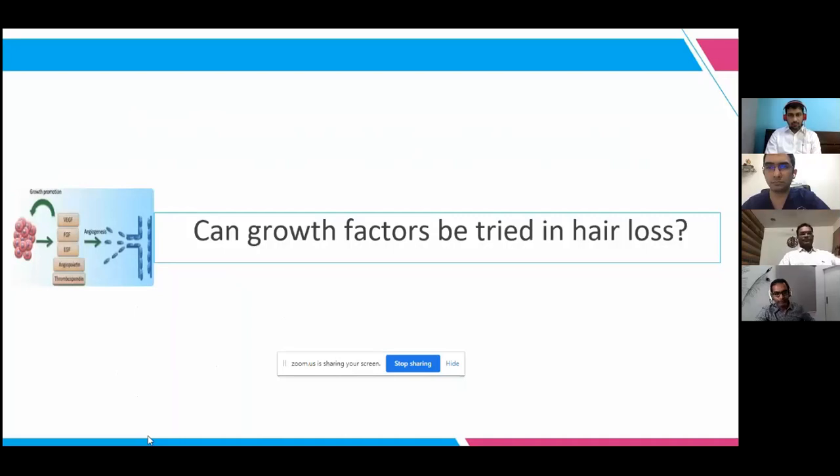So this is there. Can growth factors be tried in hair loss? Do you have any experience with growth factors? Growth factors like VEGF and FGF and all those things. Insulin growth factor, fibroblast growth factor, and then vascular endothelial growth factors. Did you try any time? This question goes to Dr. Kumareshan because I didn't ask that question to Kumareshan. No, sir. Growth factors as such as a preparation I haven't tried, but indirectly we use PRP for this only, sir.